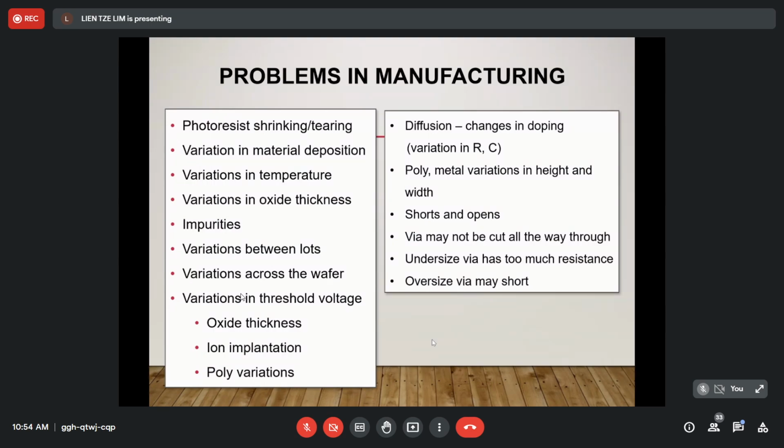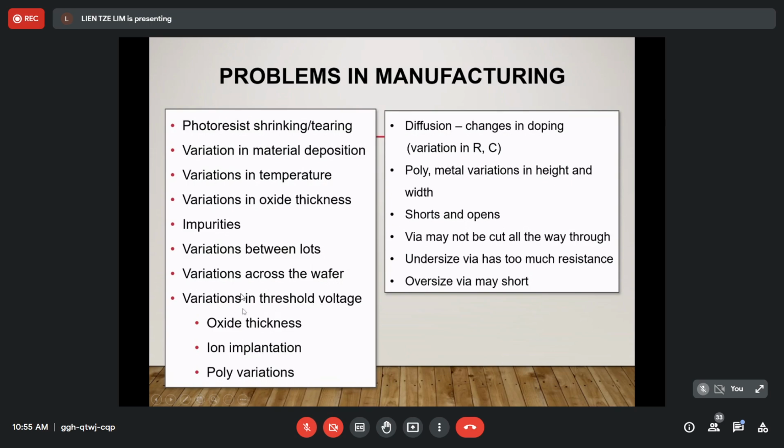Okay, there are still other problems in manufacturing. Even though the layout design rule is followed by the designer in designing the IC, there are some other problems that could arise during the manufacturing. Some of these are the problems that will cause failures: photoresist shrinking or tearing, variations in material depositions, variations in temperature, variations in oxide thickness, impurities, variations between slots, variations across the wafer, variations in threshold voltage.